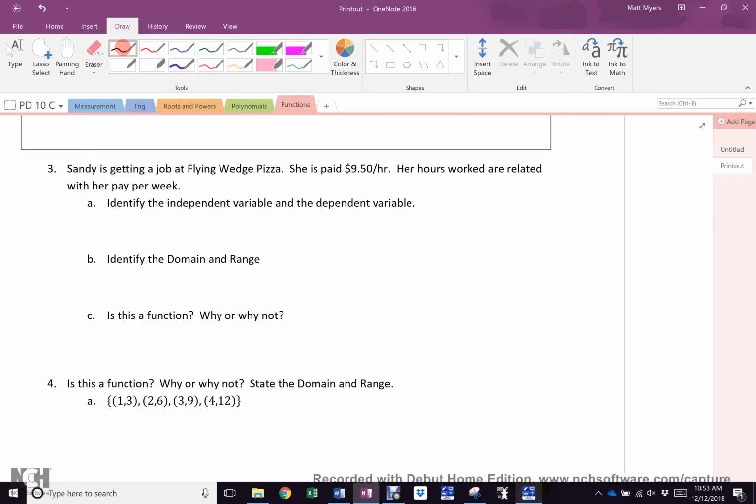What are the 2 things that can change here? Hours worked and the pay. Which one is independent? Hours are independent. Why? Because your pay depends upon how many hours you work. So what is the domain?